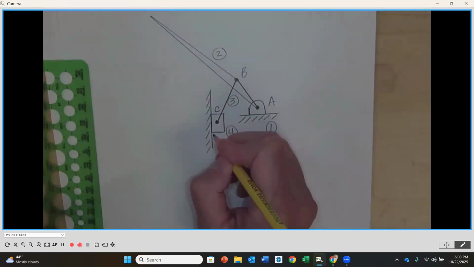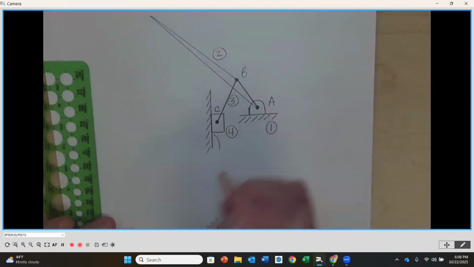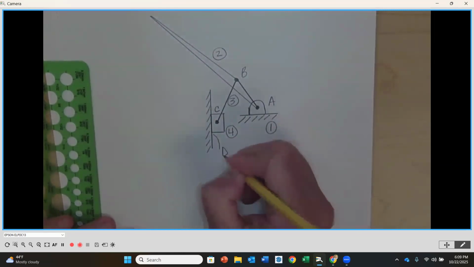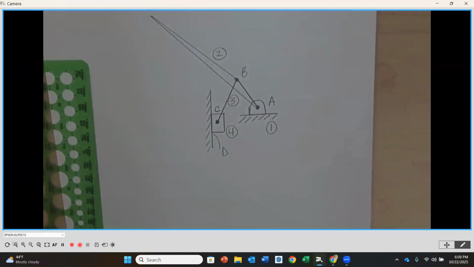And then we have one more connection, and that's the slider to the frame. So in this case, this is going to be D. Those letters never get circled. They do not get circled. They stay just like that. Only the numbers get circled for the link designations. The letters do not get circles. And that's a rule. It's just what it is.